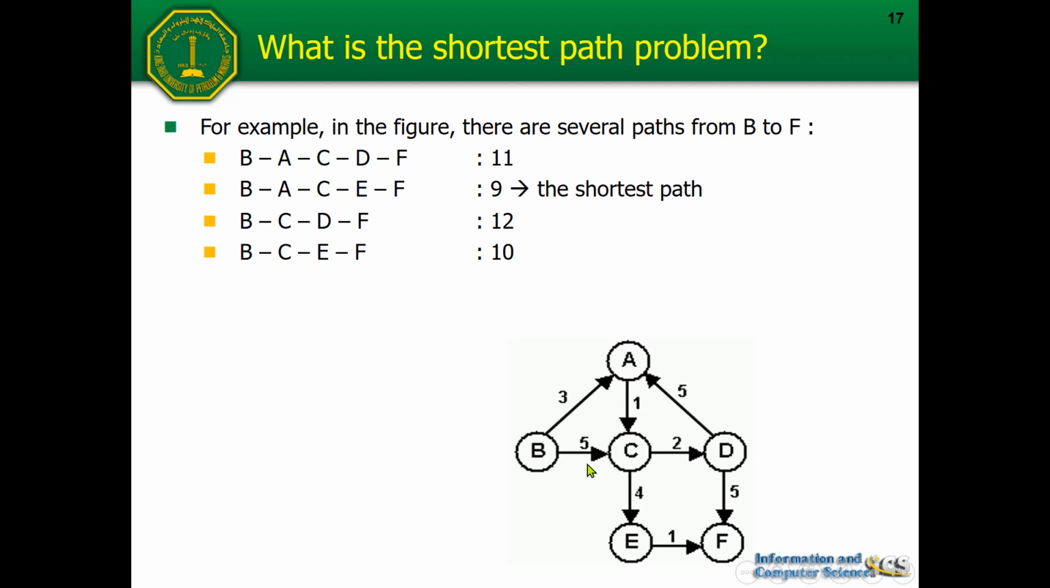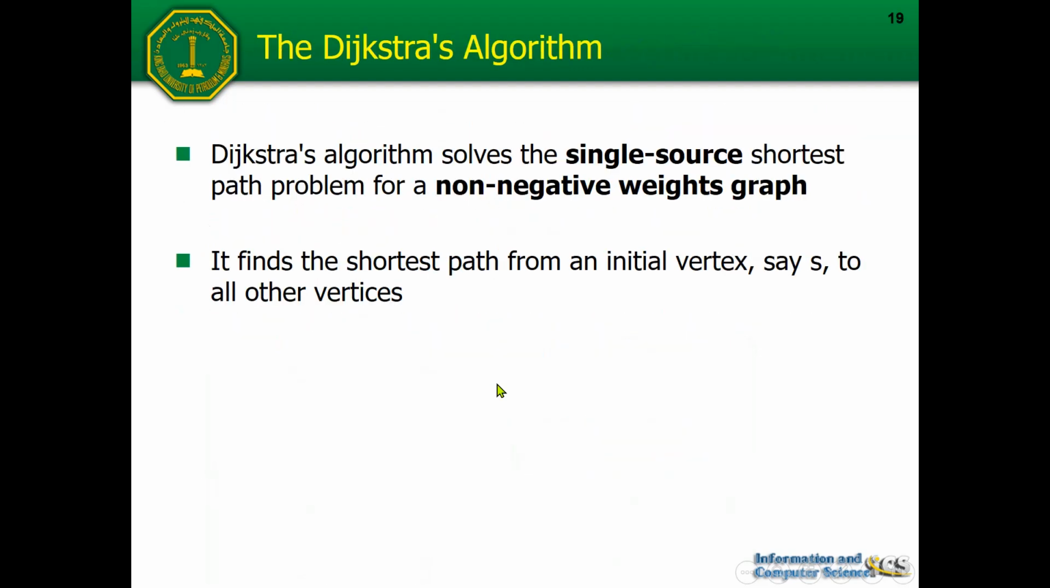Okay, but we will not be able to find the shortest path, for example, from A to F. In that case, if we want to find the shortest path from A to F, we need to rerun the Dijkstra algorithm by providing A as the starting vertex. Okay, do you understand, everyone? So the Dijkstra algorithm can only be used to solve the single source shortest path problem for a non-negative weights graph.